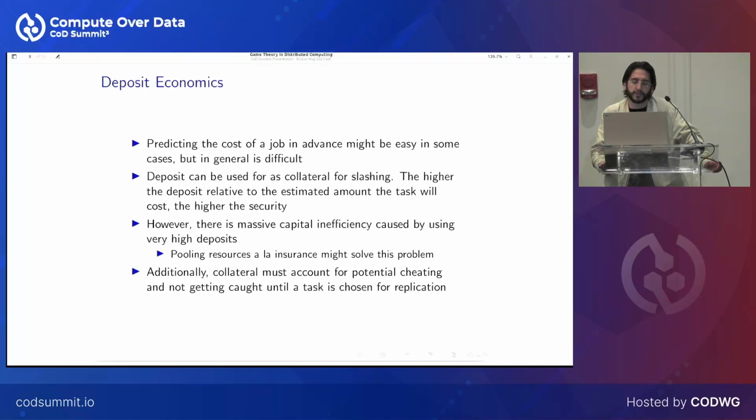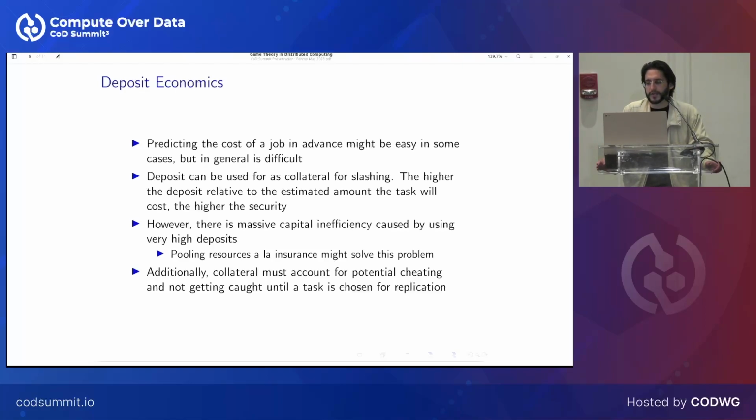And so, naturally, the deposit needs to be used as collateral for slashing, and the higher the deposit relative to the estimated amount the task will cost, the higher the security. This is coming also from that second paper I mentioned. The issue is that when you have a very, very high deposit, and actually, skip to the last point here, collateral has to account for potential cheating and not getting caught until a task is chosen for replication. So hypothetically, if you're only getting 2% of your tasks looked at, verified via replication, you could probably cheat for a while until you get caught, right? And so when you do in fact get caught, you want the deposit to be high enough to make having cheated on all those prior jobs a non-dominant strategy.